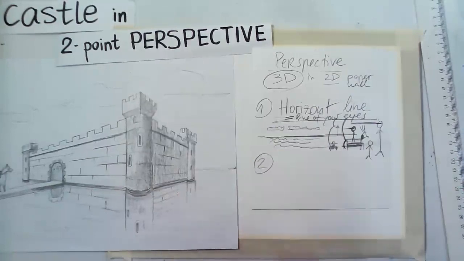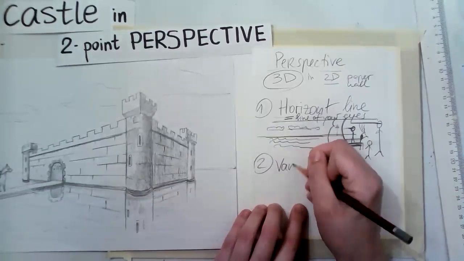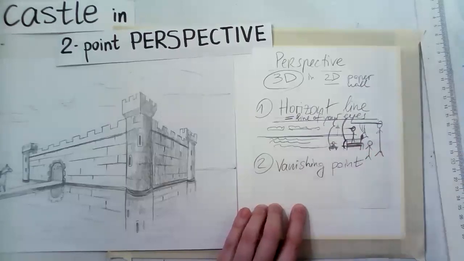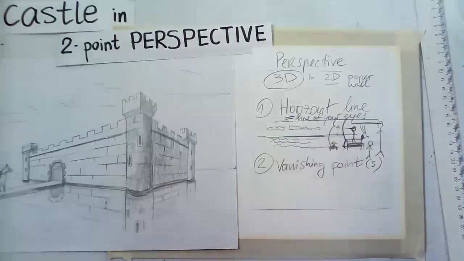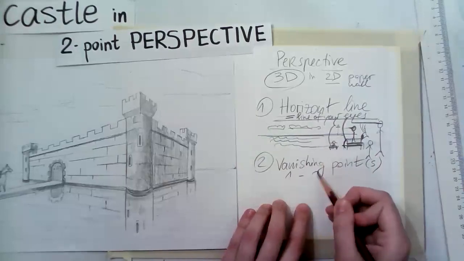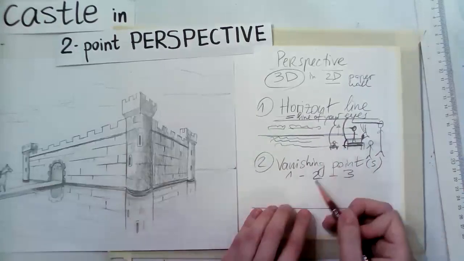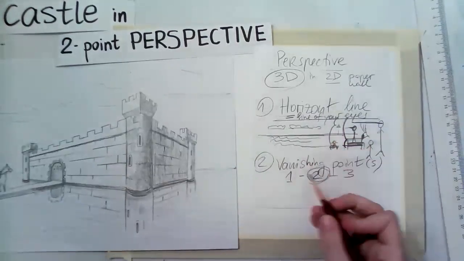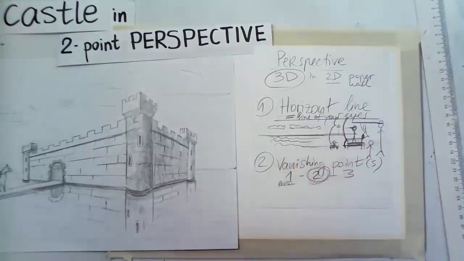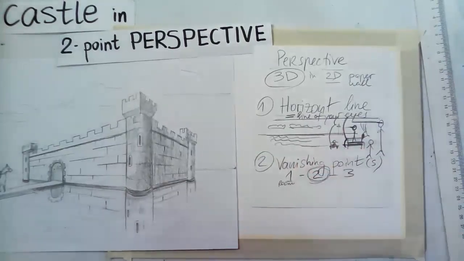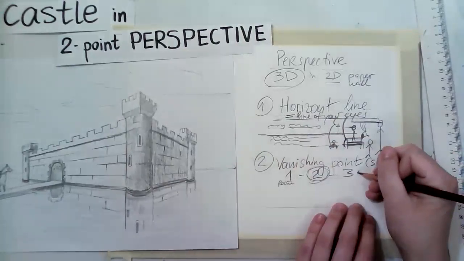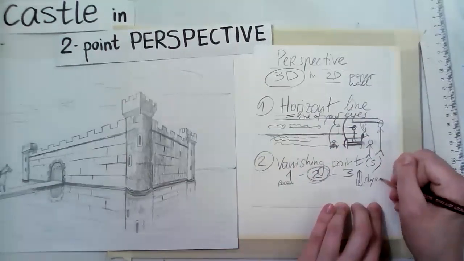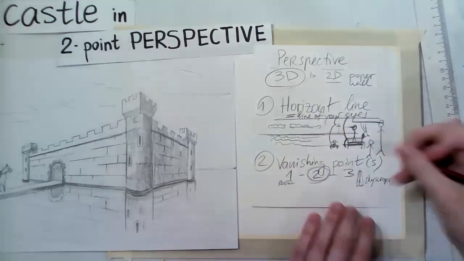And the second thing is vanishing points. It can be 1 point, or it can be 2, or it can be 3. Today we're doing 2-point perspective. We did 1 point when we did the room. 3 points, I can explain maybe next time. It's basically when you do skyscrapers. We will explore them later.